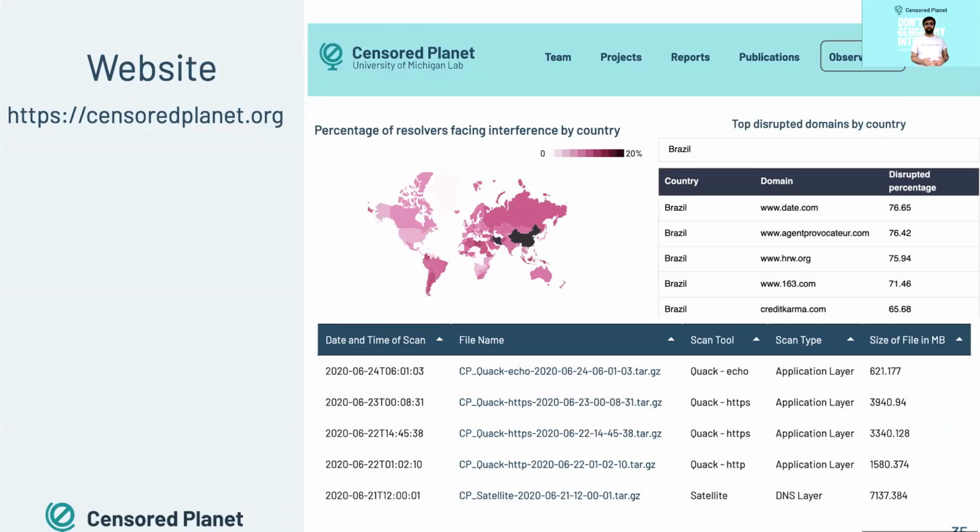Please head over to our website, censoredplanet.org, where we're still collecting and publishing data. You can also see some of the visualizations of our findings and reports about other rapid focus measurements that we've conducted. We hope that Censored Planet data continues to be useful to the community in the years to come.